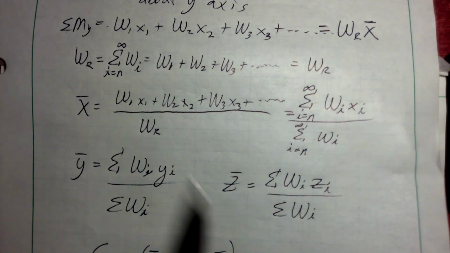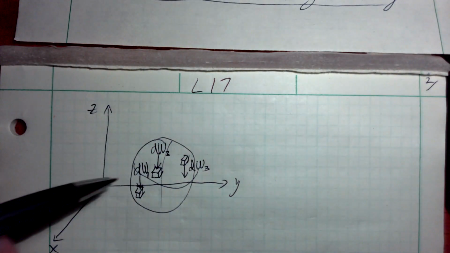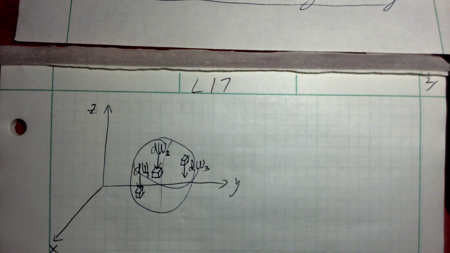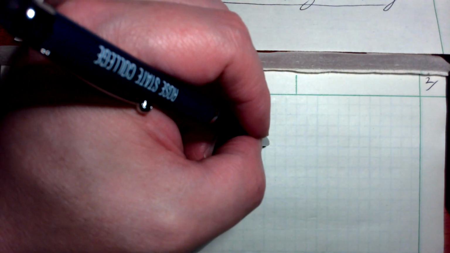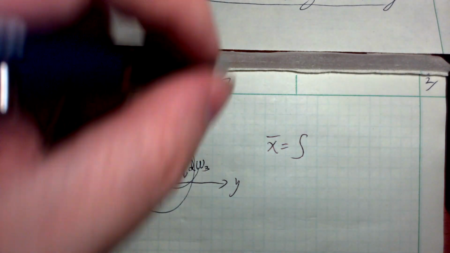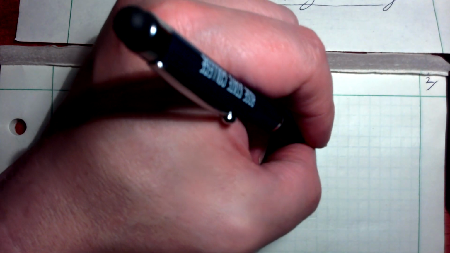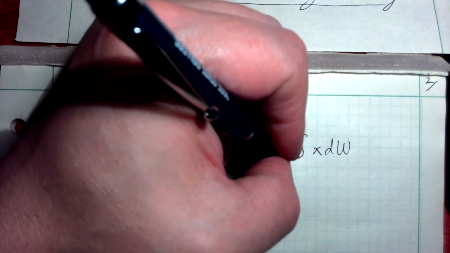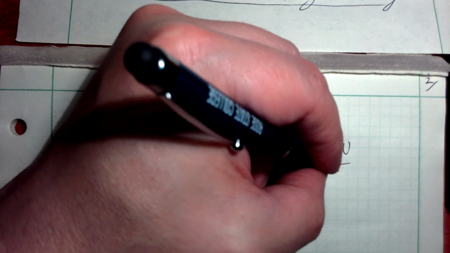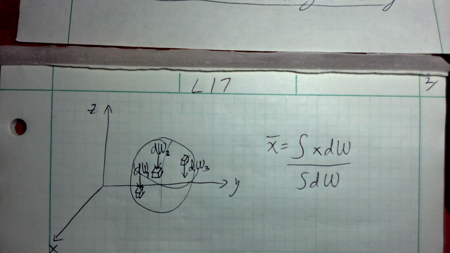Well, what happens if I have a bunch of little tiny differential weights and I add up a bunch of little tiny differentials? What is that? That is an integral. For us as engineers, that's what integrals are. Integrals are what happens when I add up a bunch of little tiny pieces, a bunch of differential size slice pieces. So here I'm going to integrate X with respect to weight and divide it by the integral across the entire weight.